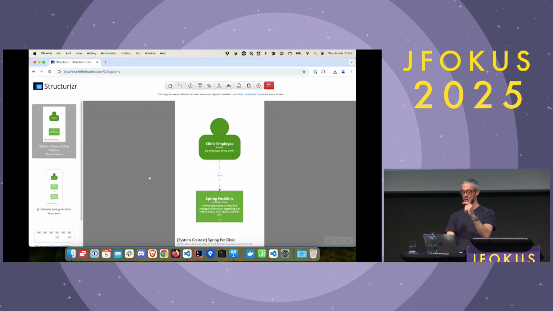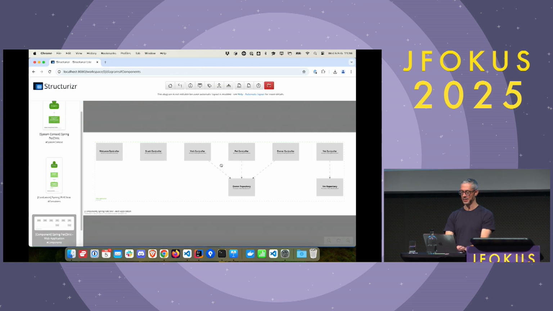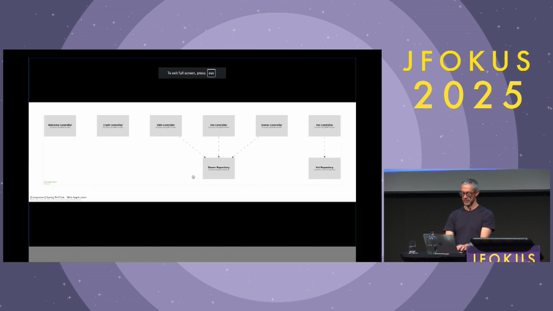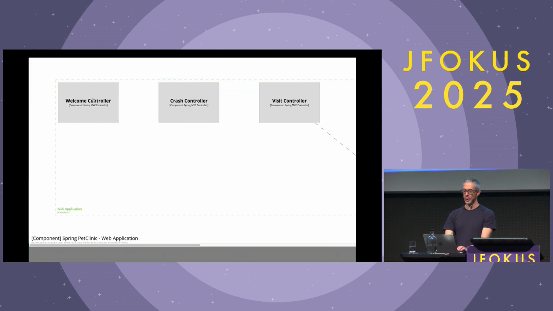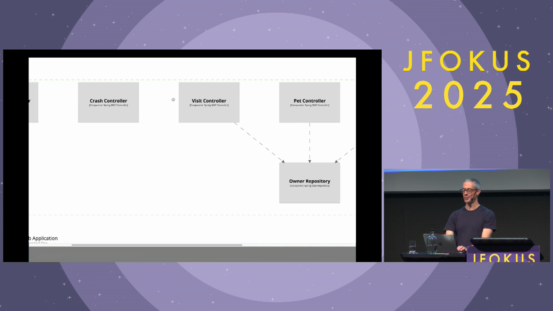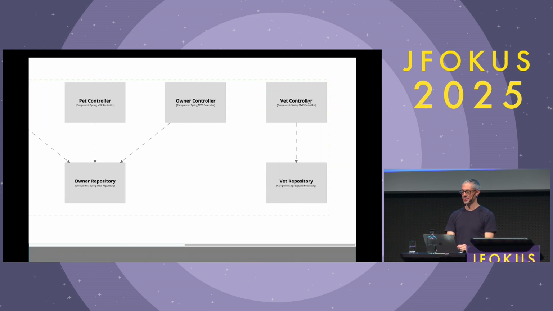So this is the version 2. Double click to get the container diagram, double click, and this is my component diagram. Welcome controller, crash controller, visit controller, pet controller, owner controller, they have a dependency on the owner repository. So what this does is it finds components, and it also finds the links between the components based upon the dependencies in the code. And there's the vet controller talking to the vet repository.